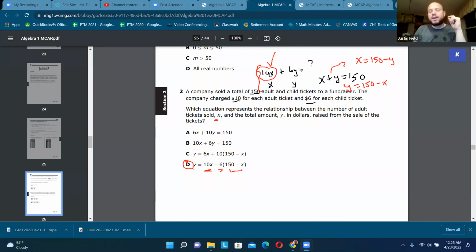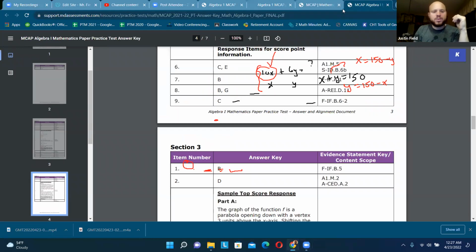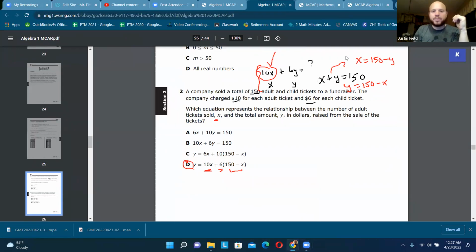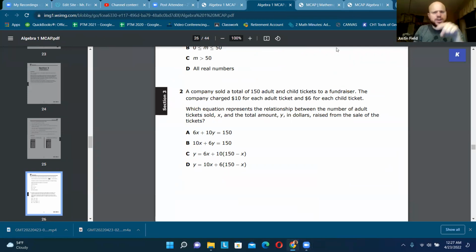And how can we be sure about that? Because we know the coefficient of x should be 10, because that is the price of adult tickets, and adult tickets is x. Also, we know that the child tickets is 6, and the total child tickets is going to be 150 minus the adult tickets. And y is the dollars. So if we multiply those two together, we would get the total dollars. So I'm pretty confident that number 2 is D. There we go. All right, any questions? Just ask about it.